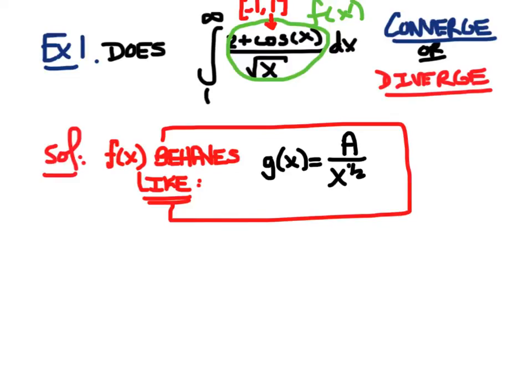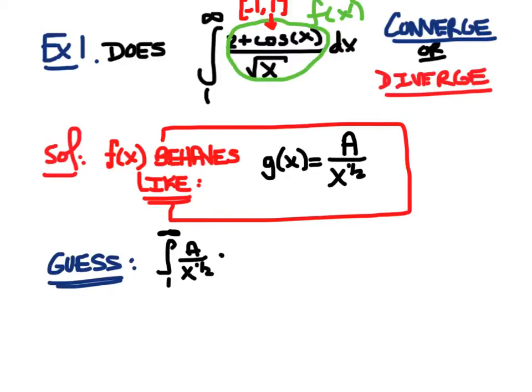Now what we're going to do is use this function that we found, g of x, to guess how f of x behaves, or how this integral behaves, whether it converges or diverges. So here's our guess. For the guess, essentially what you're going to do is look at the integral from 1 to infinity of g of x and figure out if that converges or diverges.